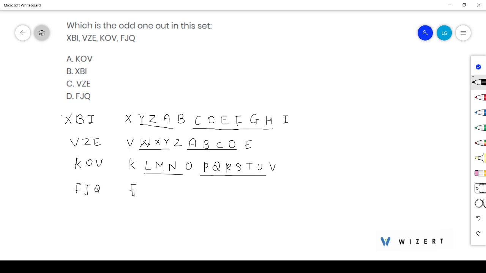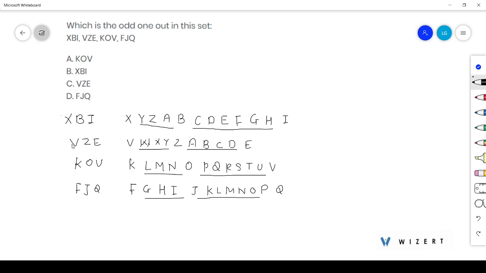Now after F, G, H, I. Then J will come. Then K, L, M, N, O, P, and then Q will come. Now here we can observe that in between the first 2 letters, 3 letters will be there, and in between the second and third letters, 6 letters will be there. 1, 2, 3, 4, 5, 6.